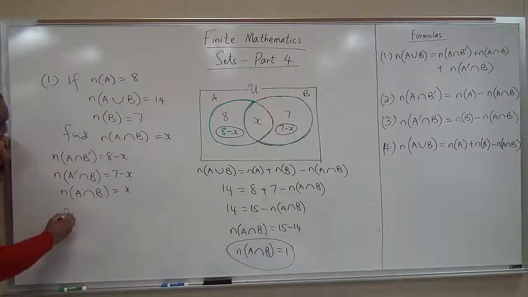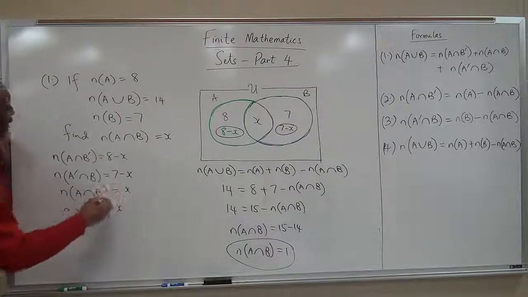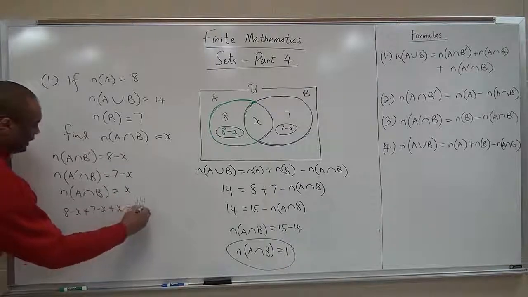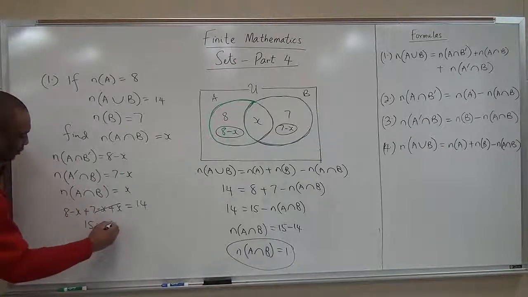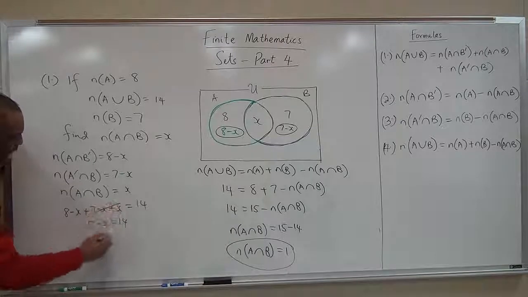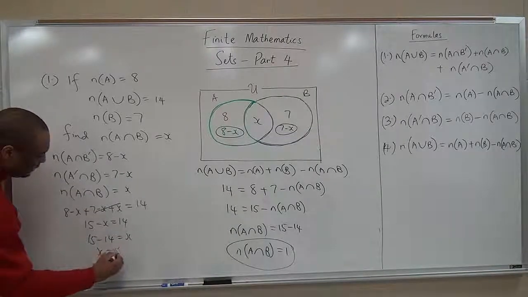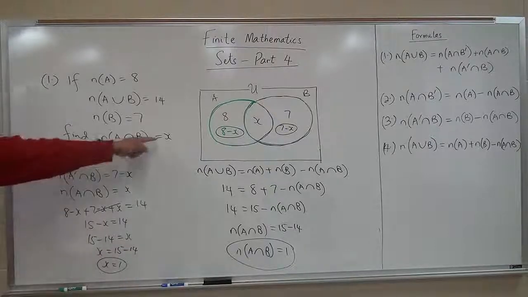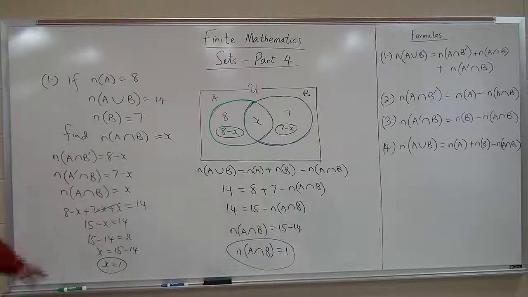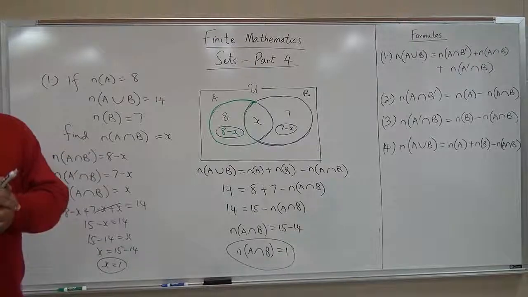So this means that 8 minus x plus 7 minus x plus x is equal to 14. So minus x plus x is gone. 8 plus 7, 15 minus x is equal to 14. Put this over here, 15 minus 14 is equal to x. X is 1, and that is cardinality of A intersect B. So formula or Venn diagram, whichever one.